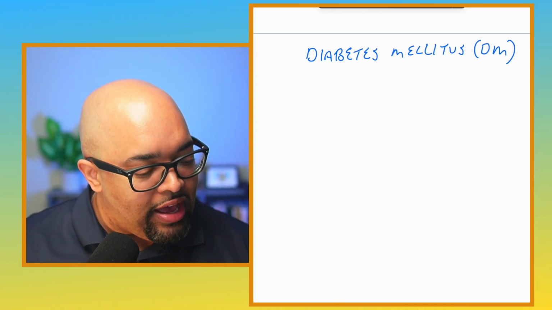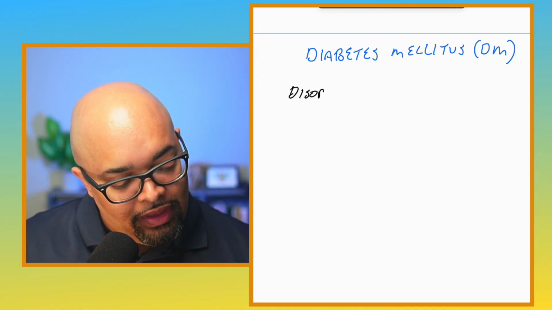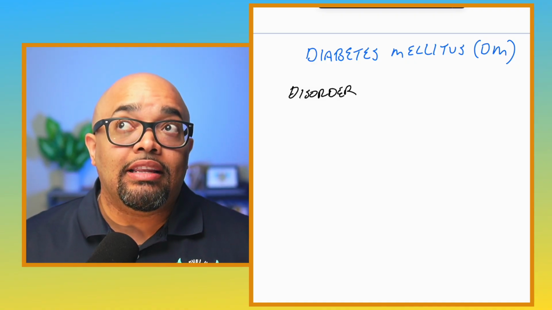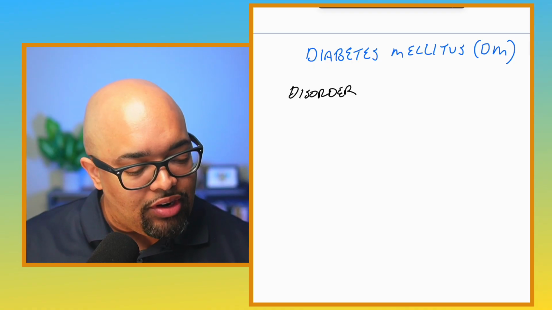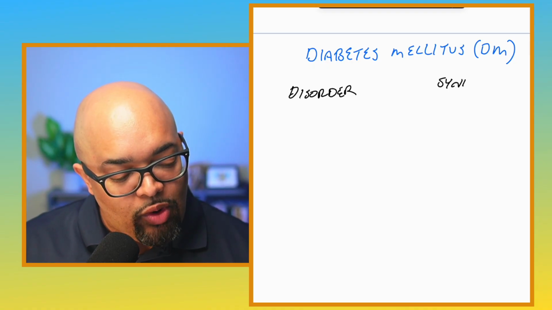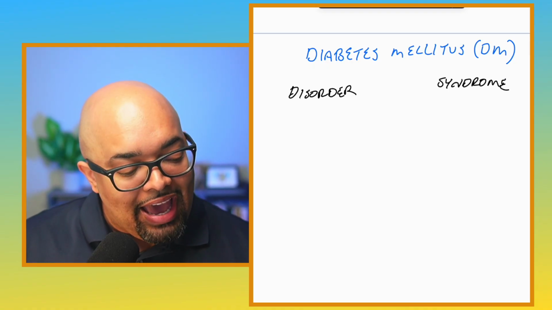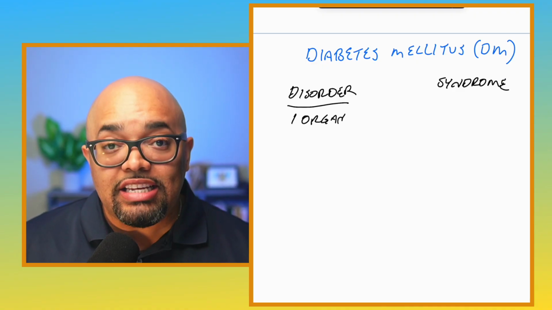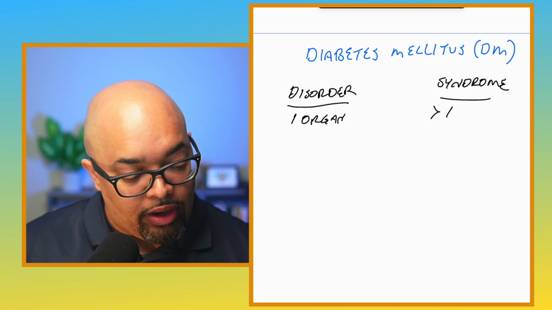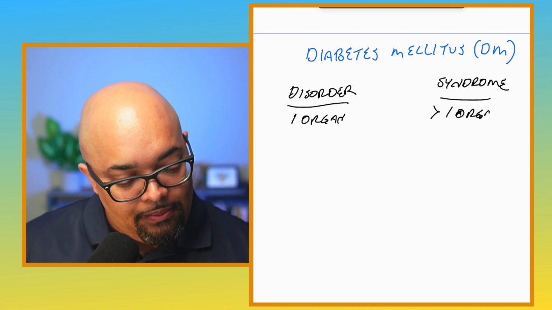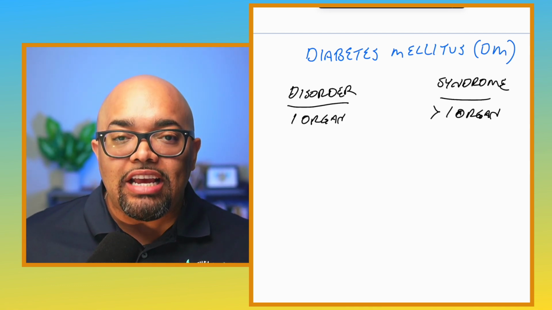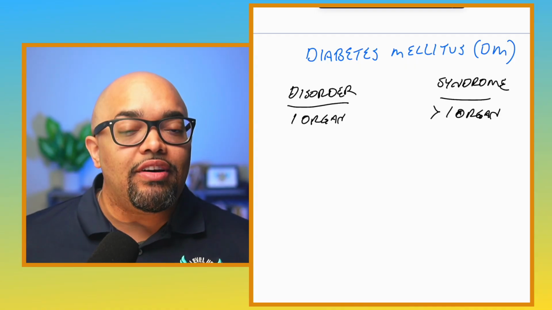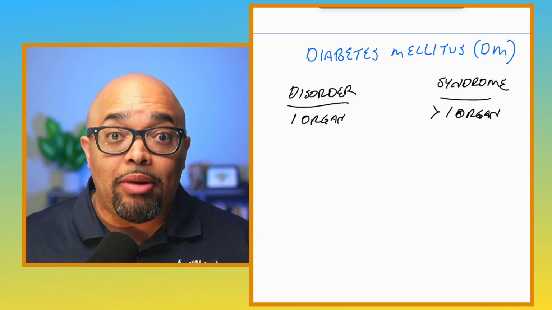Okay, so we're going to start off. I said it's a disorder. Anybody know the difference between a disorder and, let's say, a syndrome? Okay, so we have two different things. One is a syndrome, one is a disorder. What's the difference? A disorder primarily involves one organ. A syndrome involves more than one organ. So when we think of the complications of diabetes, that would be a part of a syndrome. But diabetes itself primarily involves one organ.